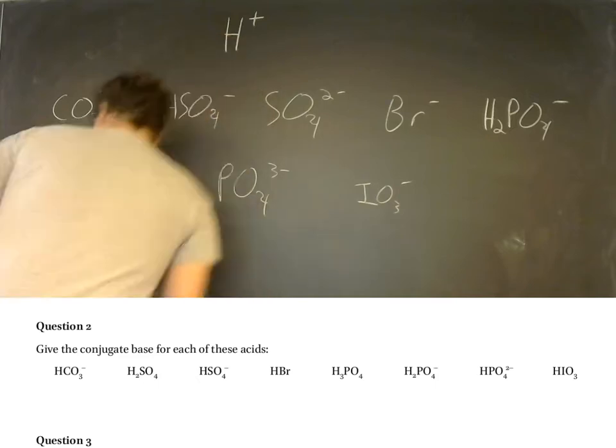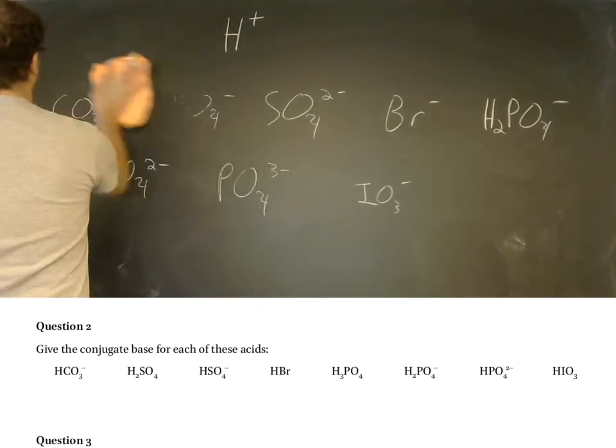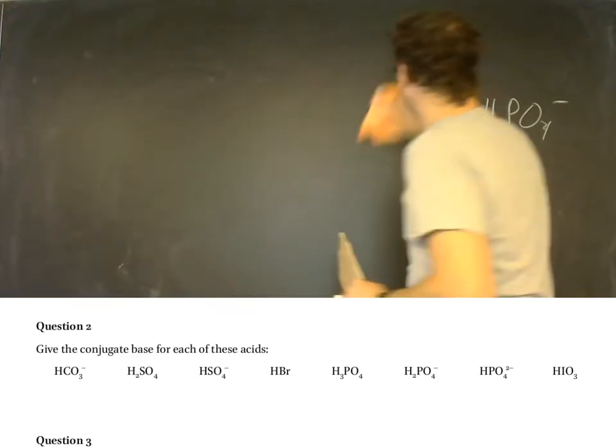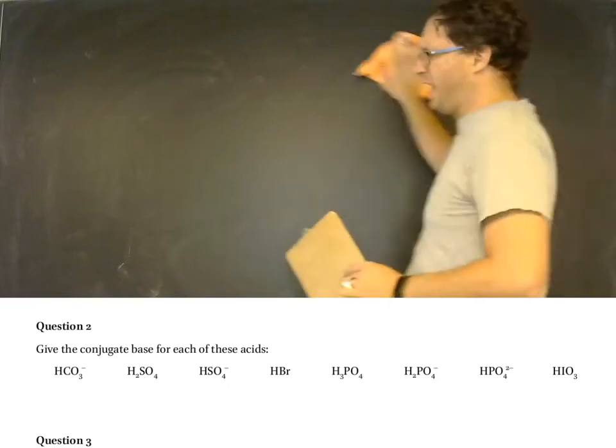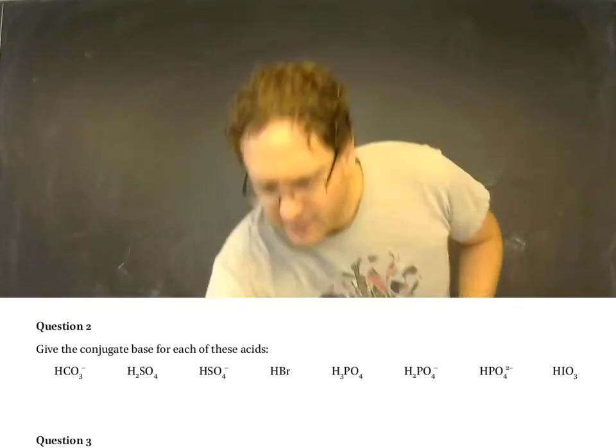Okay, so that was just a ton of examples. Hopefully this is something that is really easy for you to predict what the conjugate acid or base would be, and to recognize conjugate relationships between acids and bases if you see them.